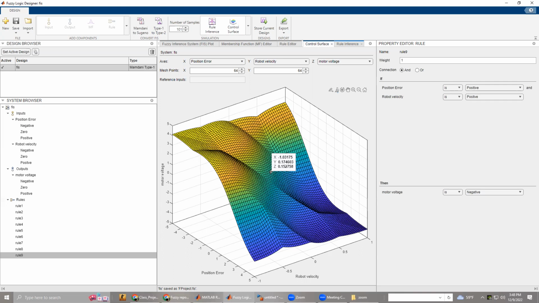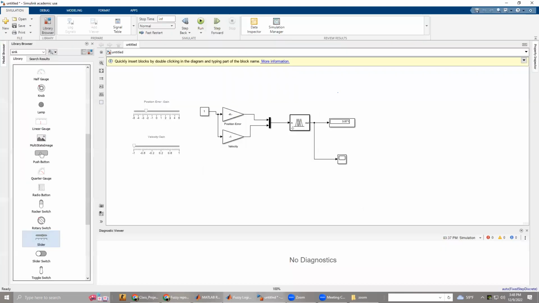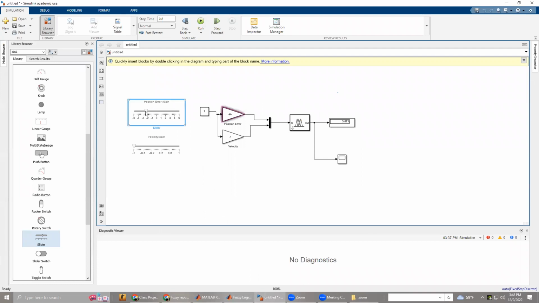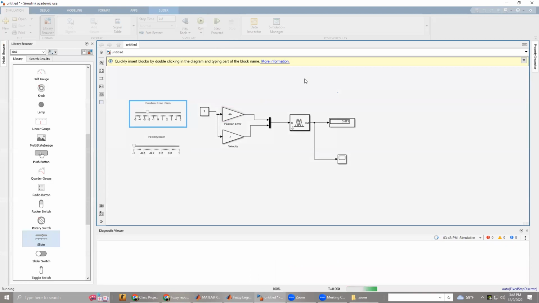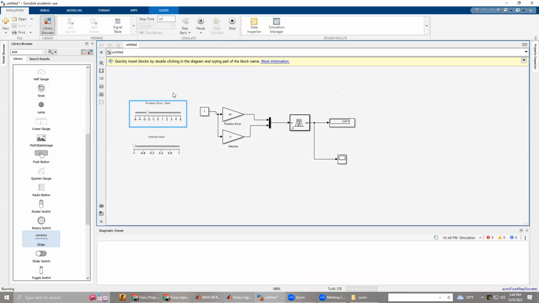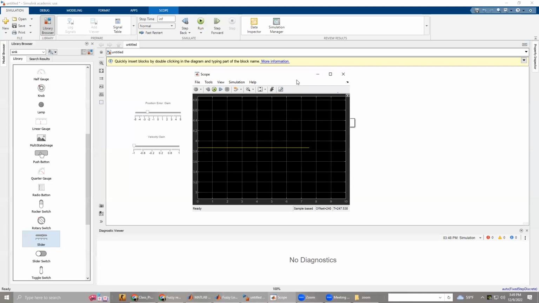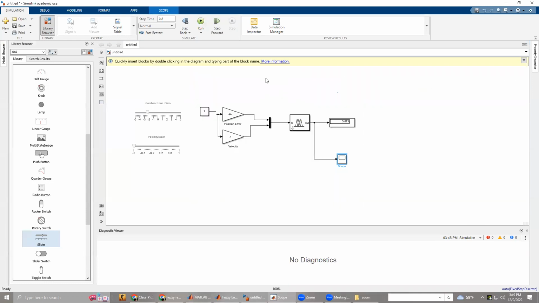This has been simulated in Simulink here with these sliders controlling the supposed position error and velocity of the robot. These are fed into the fuzzy system described before, and we can see the outputs in this display as well as in a scope here.